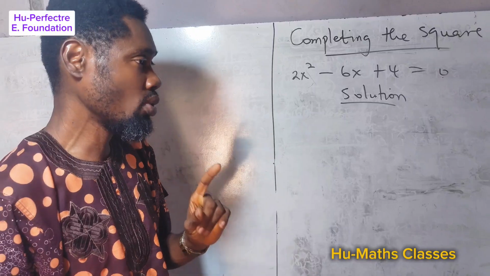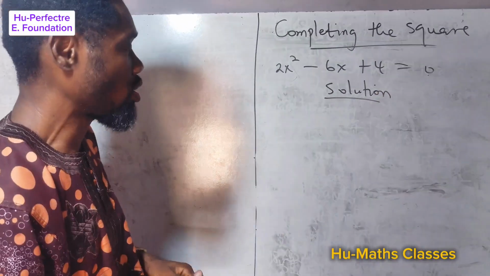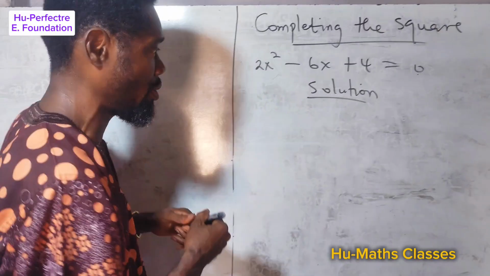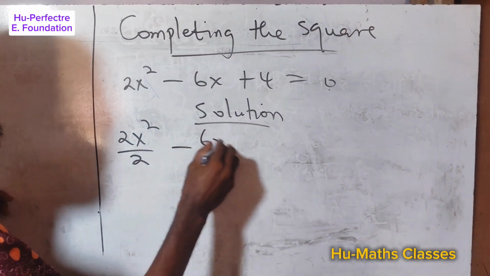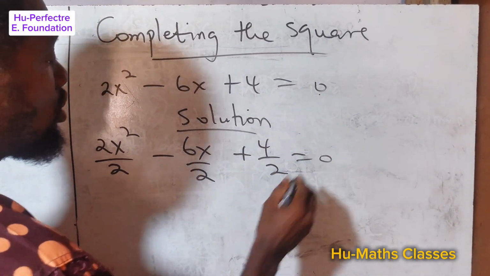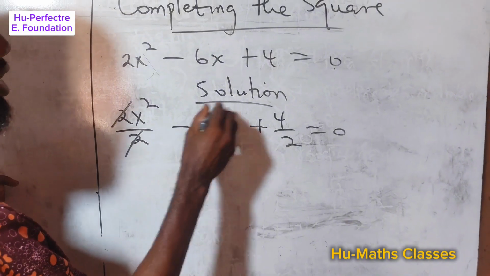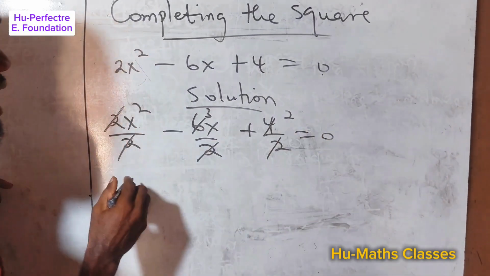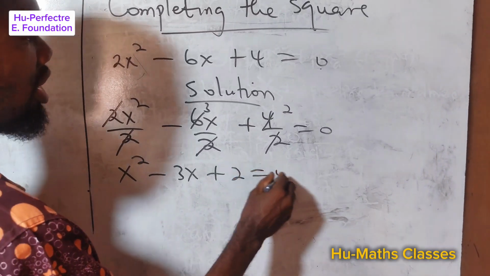The first thing to do, like I said in the previous class, is to divide everything by the coefficient of the first variable. So we'll have 2x squared divided by 2 minus 6x divided by 2 plus 4 divided by 2 is equal to 0. 2 will cancel 2. 2 in 6 is 3. 2 in 4 is 2. So our answer will be x squared minus 3x plus 2 is equal to 0.